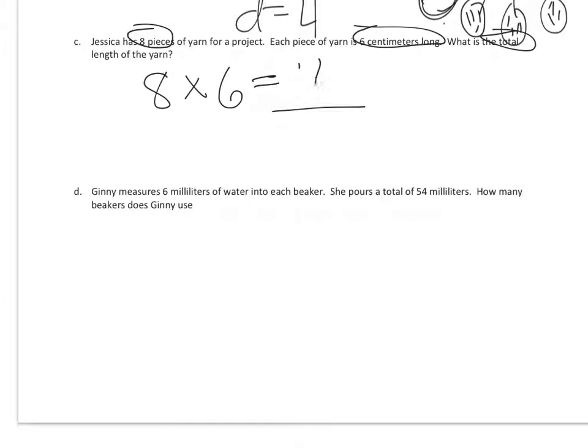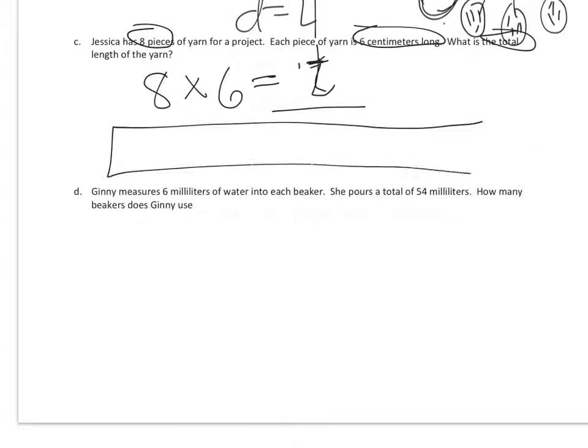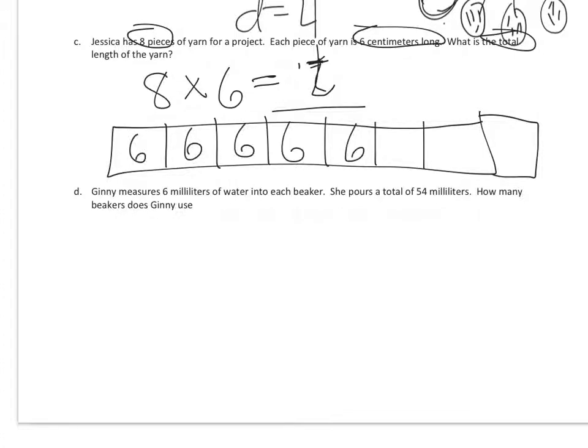And we're going to put T for total. So we're trying to find T. What is the total? 8 pieces times 6. So we're going to draw a tape diagram. We're going to draw 7 lines in there. 1, 2, 3, 4, 5, 6, 7. There we go. So that's 8 pieces, and each one is 6 centimeters. So we have 8 groups of 6, or 8 groups of 6 centimeters.